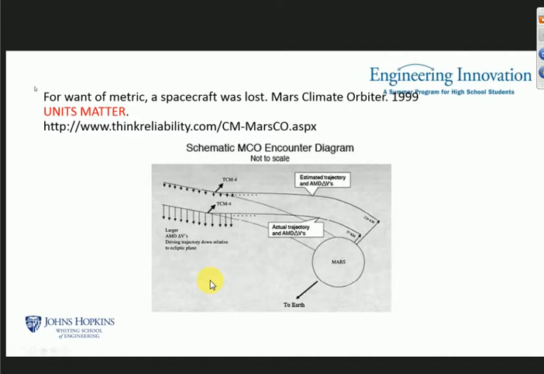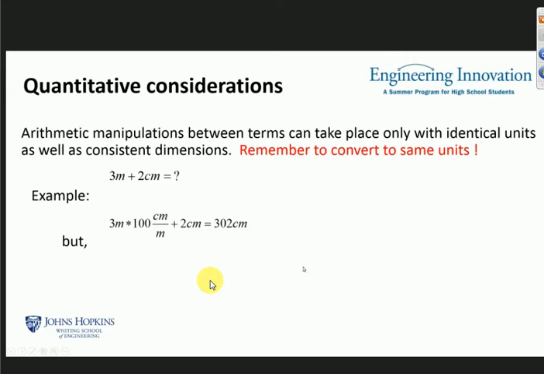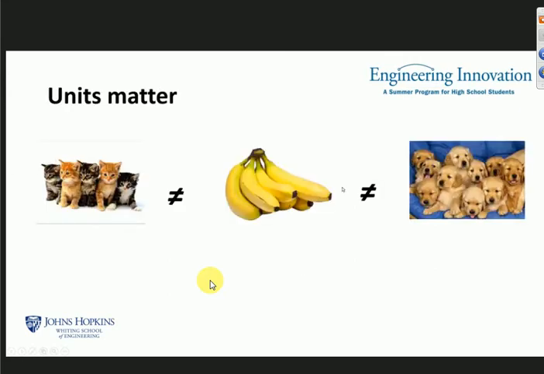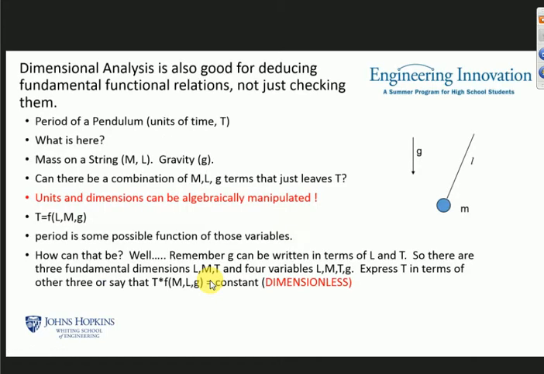I try and explain to them, though, what are the take-home messages? Units matter. This is another classic case study of failure. And again, units matter. Cats aren't bananas, aren't puppies. Units matter. So that's our cute take-home message here. And obviously, though, it's a very important one for professional engineers. And I like to have the students feel like they're being brought into kind of the profession early on, that they're members of this community.